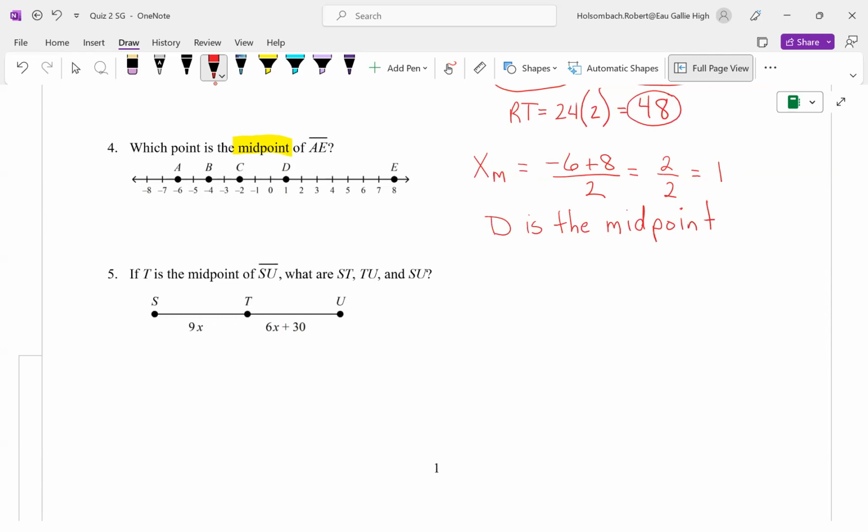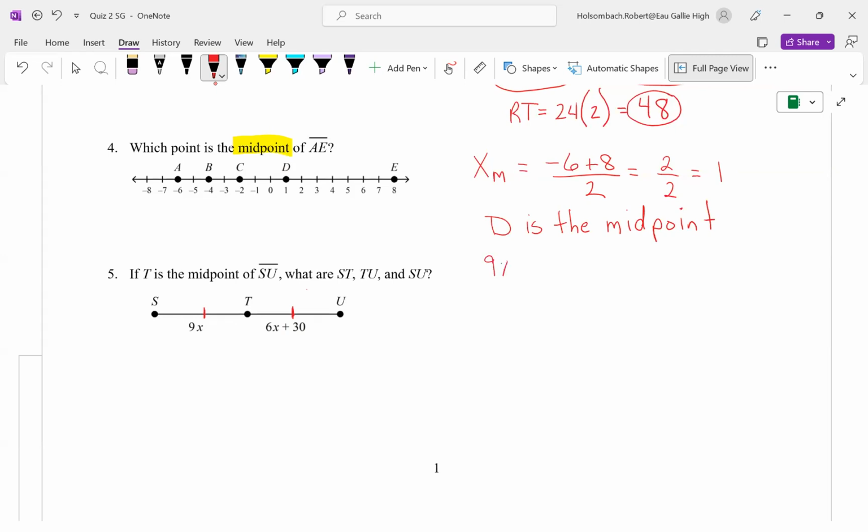Problem number 5, if T is the midpoint of SU, if T is in the middle of SU, then we're going to add tick marks. That tells us that ST is the same or congruent to TU. So now we need to find ST, TU, and SU. That means we've got to solve for X first.